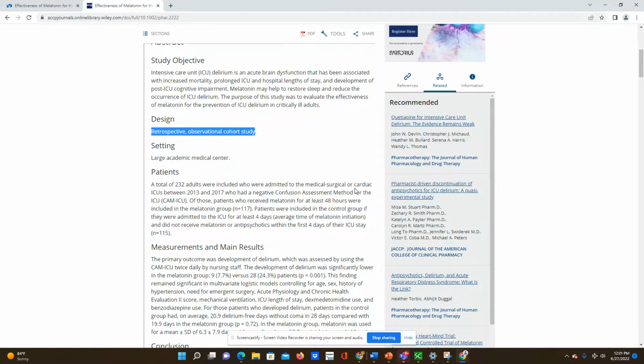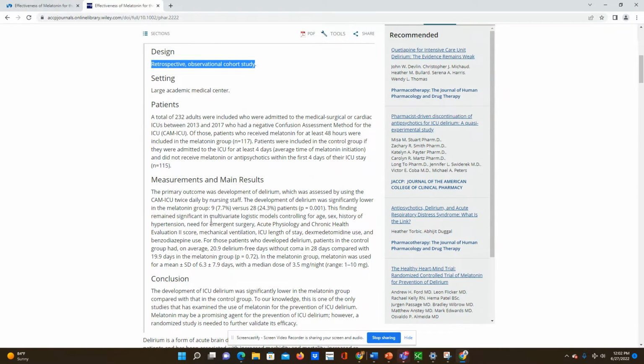232 adults were included, and this was followed for a certain number of years. The instrument they used was the Confusion Assessment Method. Patients who received melatonin for 48 hours were included in the melatonin group. Patients in the control group were those admitted to the ICU. And here are the measurements and the results.